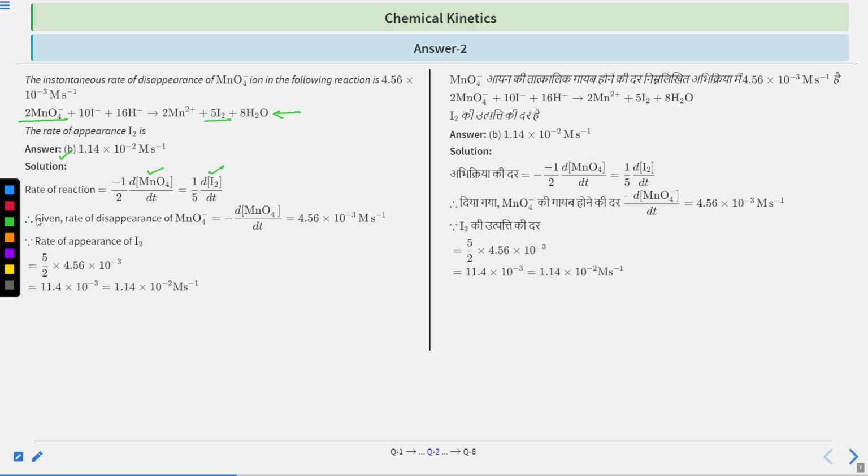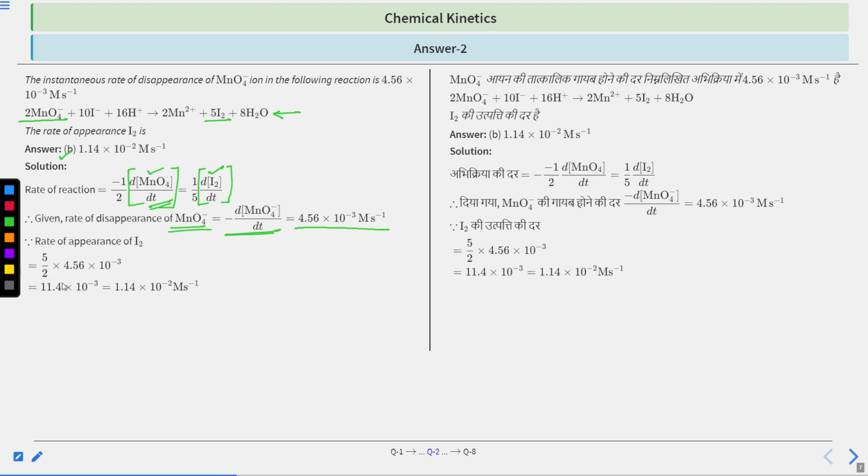We have been given the value of this and we have to find out the value of this. Right? Therefore, the given rate of disappearance of MnO4 negative, that is minus d of MnO4 negative by dt, is equal to 4.56 times 10 to the power minus 3 molar per second. Right? So the rate of appearance of I2 will be 5 by 2, because we have been given this amount. So we have to calculate the rate of appearance of the I2 molecule. So 5 will come here in the numerator.